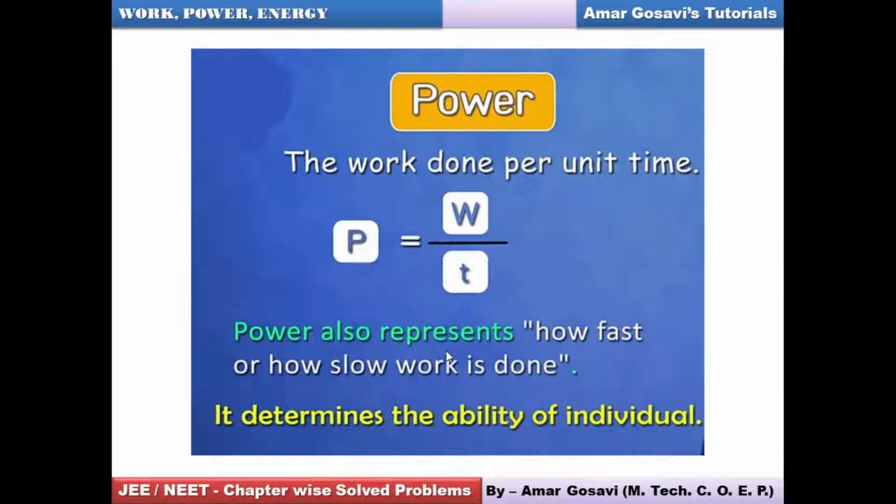So in simple words, I can say it determines the ability of an individual to do work or the ability of a machine to do work. So the rate at which the work is done is being represented by power. Let's proceed further.